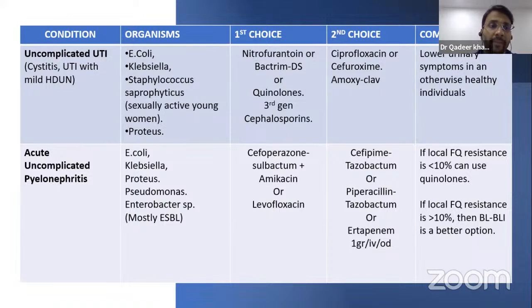In acute pyelonephritis, the organisms are similar: E. coli, Klebsiella, Proteus, Pseudomonas, and Enterobacteriaceae species, mostly ESBL are seen. A BLBLI combination along with an aminoglycoside has better penetration in the urinary tract. We can also advise fluoroquinolones. If the patient is getting sick, we should start with a fourth generation cephalosporin or beta-lactamase inhibitors. In less than 10% of patients, there can be fluoroquinolone resistance. In those cases, we should go ahead with a BLBLA combination.